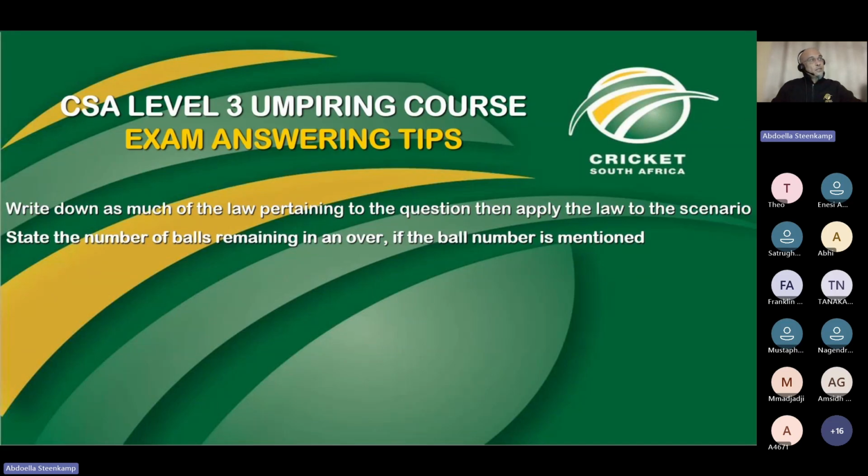In your exam, if they do put in the question the number of balls, let's say it happened the third ball of the over when the bowler bowled a full toss above waist height, striker standing upright at the popping crease. So you know this is the third ball, and you know that this ball is a no ball. So in your answer, you need to put down that it is the third ball of the over, and with this ball being a no ball, when play restarts, there will be 4 balls remaining in the over.